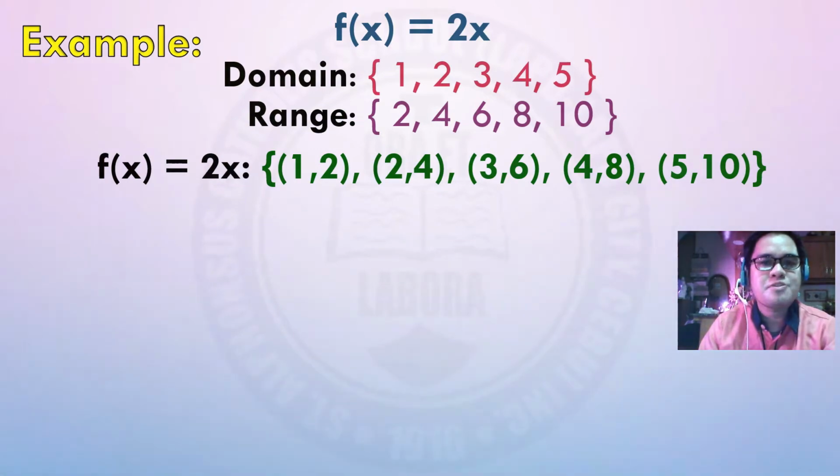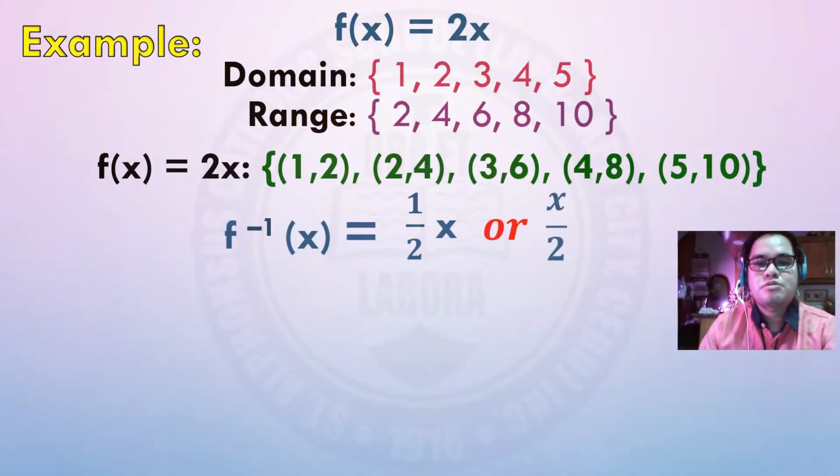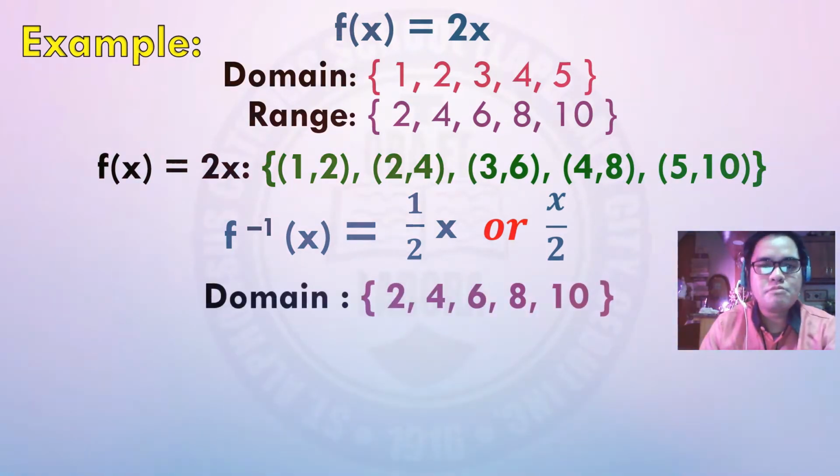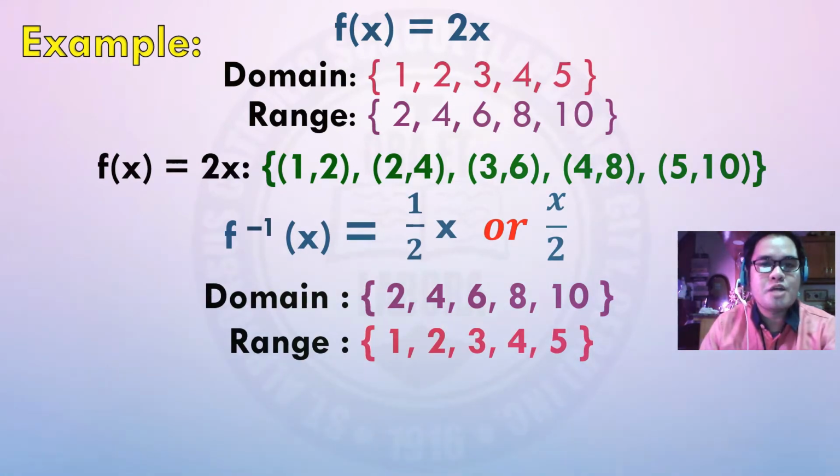We have also the inverse function of the given 2x. We have 1/2 x or x over 2, because according to the definition of inverse function, the domain of the inverse function is the range of the function, and the range of the inverse function is the domain of the function. And also, when you substitute the value of x, which is 2, in the inverse function 1/2 x, its result is 1, because 1/2 of 2 is 1.